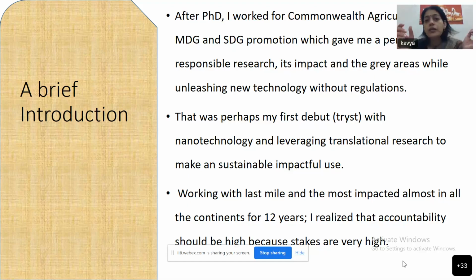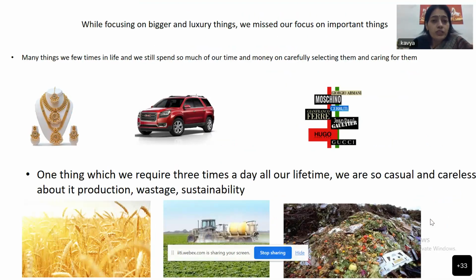So while I was working with the last mile over different continents for 12 years, I realized that accountability should be high because the stakes are very high. One generation adopts an unleashed, unregulated technology, and several generations henceforth suffer, and there is no accountability set.